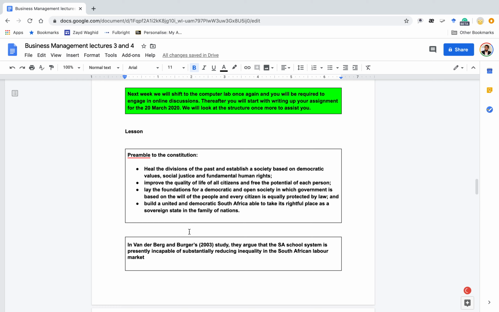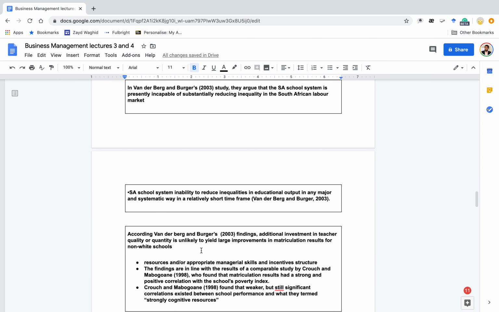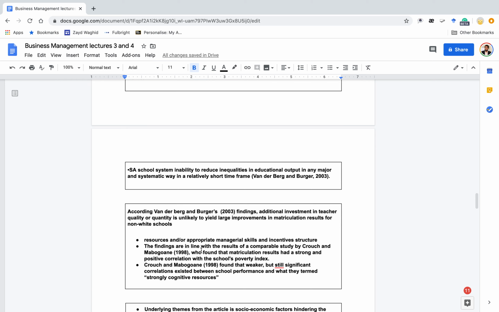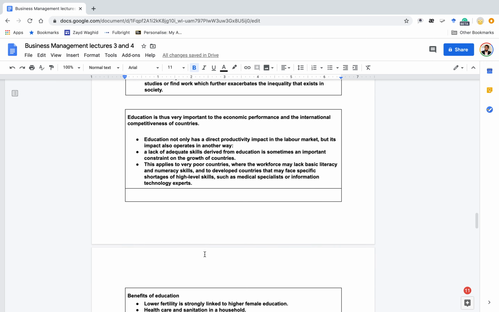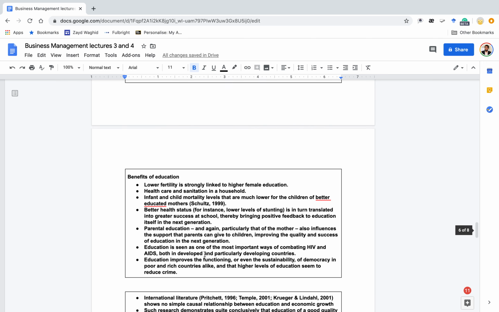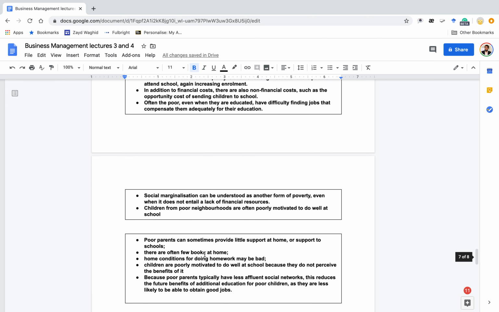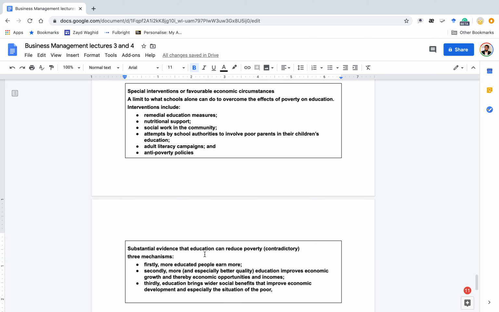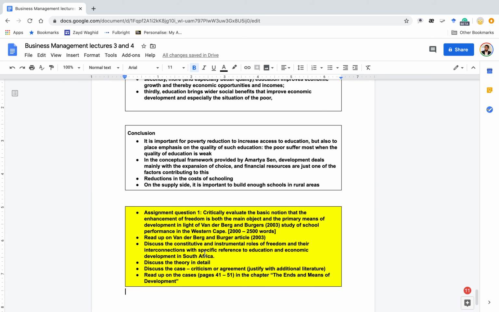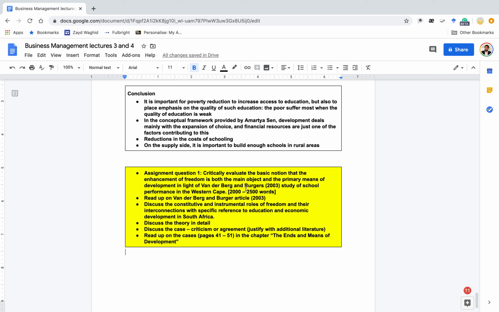You probably have read the article by van der Berg and Berger numerous times, and the content itself, to a large extent, relates to the work that van der Berg and Berger did with regards to investigating the school performance within the South African context. So a lot of this content is based on that article, so this you can read through on your own. So what I want to focus on rather is, as I mentioned, the assignment.